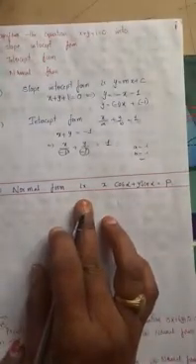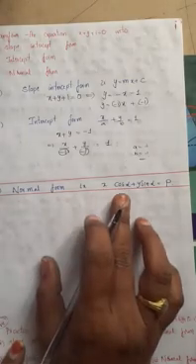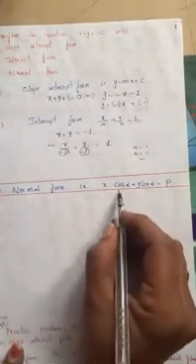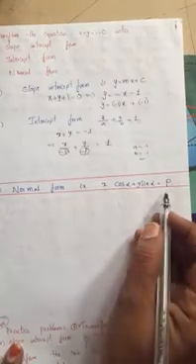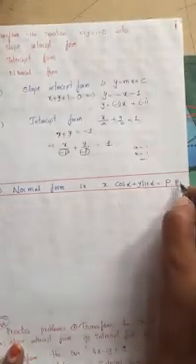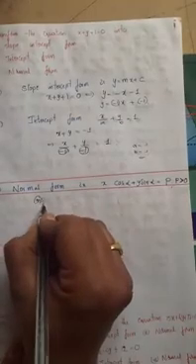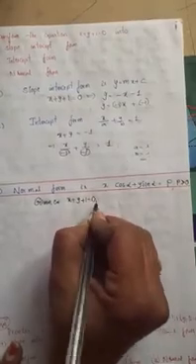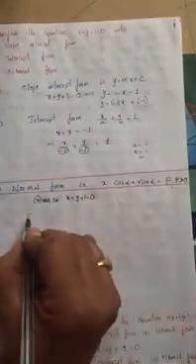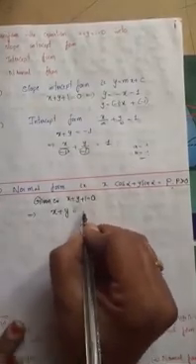Next one, normal form. What is the normal form? x cos alpha plus y sin alpha is equal to p, and the important thing is p must be greater than 0, where p is positive. Okay, let us take the given equation. What is the given equation? Given equation is x plus y plus 1 is equal to 0, right?